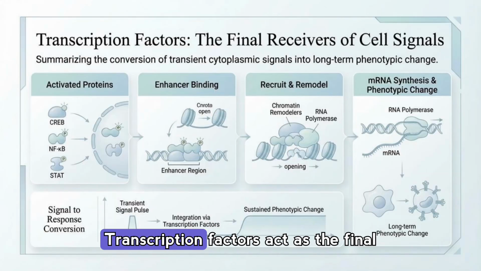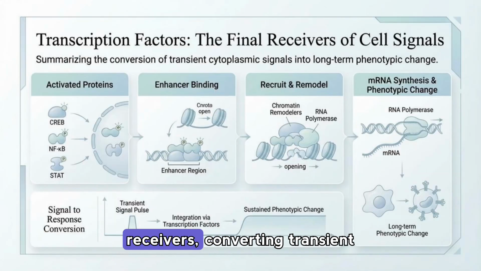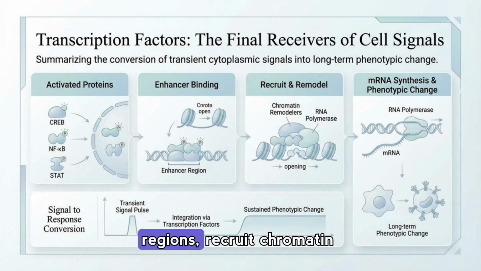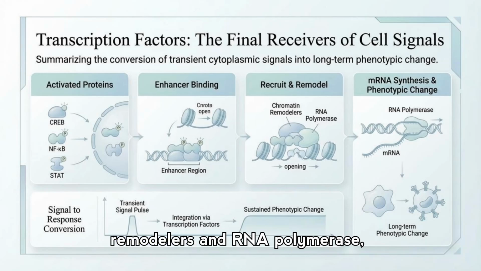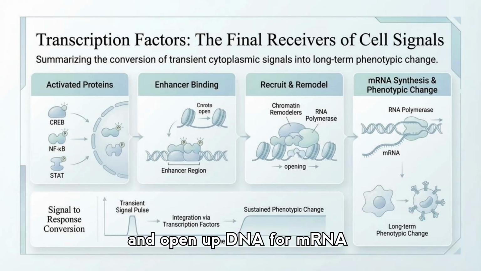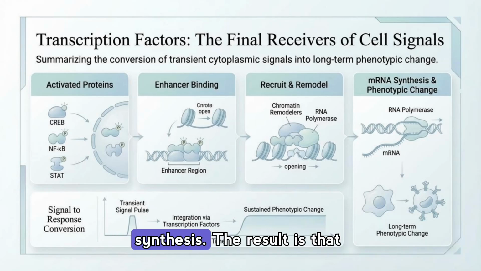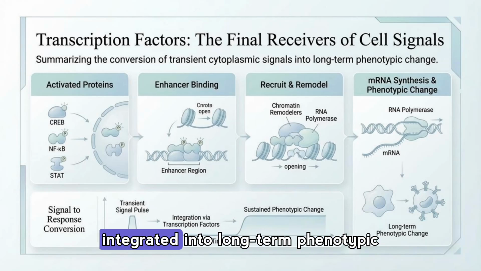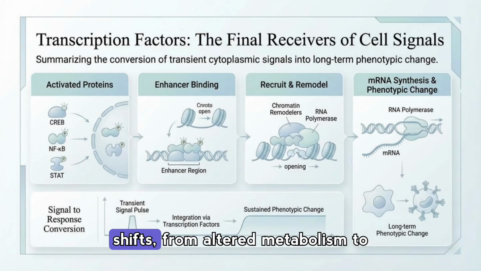Transcription factors act as the final receivers, converting transient cytoplasmic signals into sustained changes in gene expression. Activated proteins bind enhancer regions, recruit chromatin remodelers and RNA polymerase, and open up DNA for mRNA synthesis. The result is that short-lived signaling pulses can be integrated into long-term phenotypic shifts, from altered metabolism to cell fate decisions.